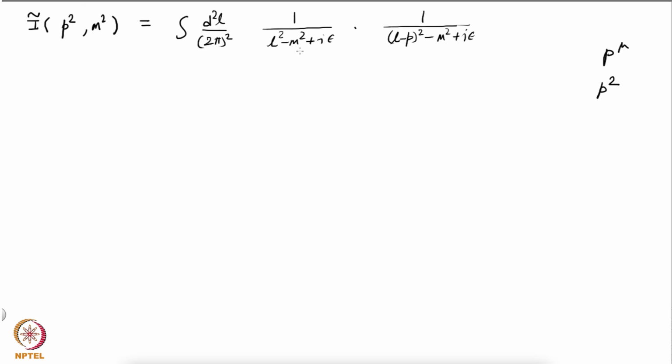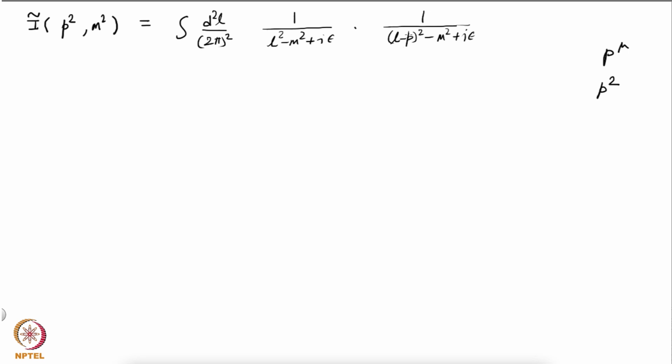See, if you had this integral in which you had some other vector also appearing, okay, let's say you had L minus P1 minus P2, or let's say L minus P minus K, where K is also some external momentum.